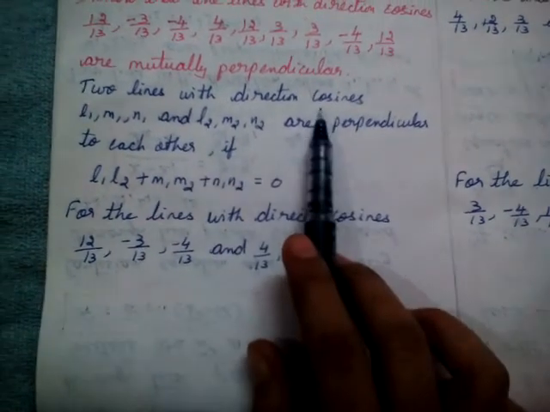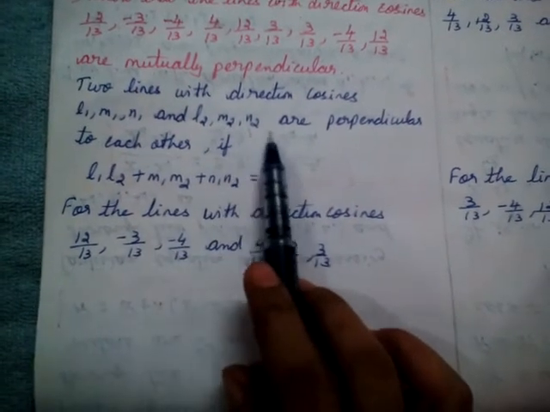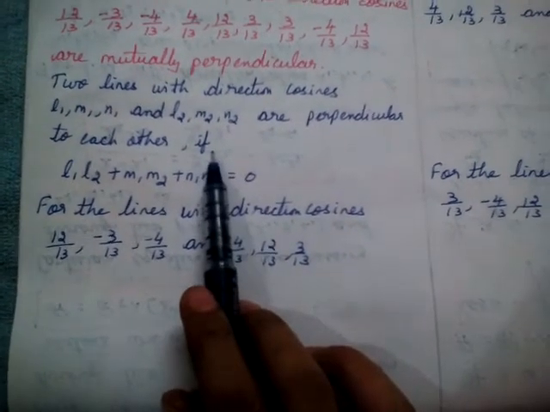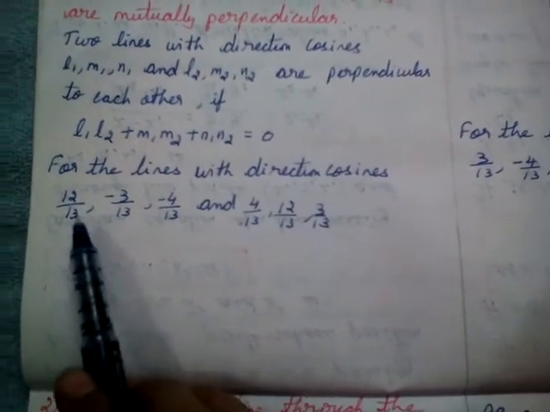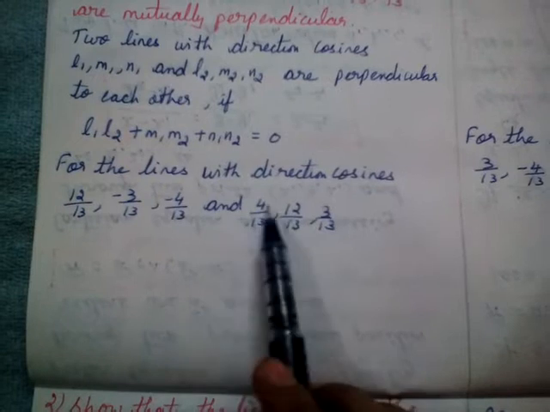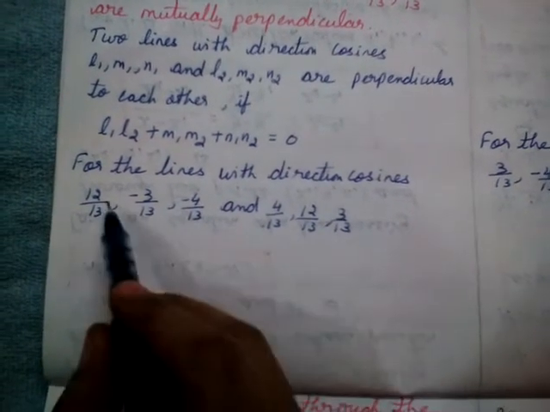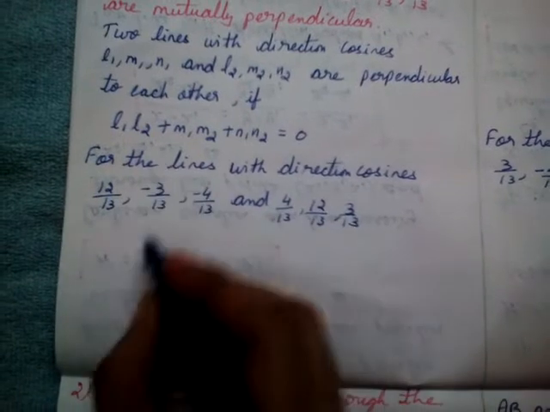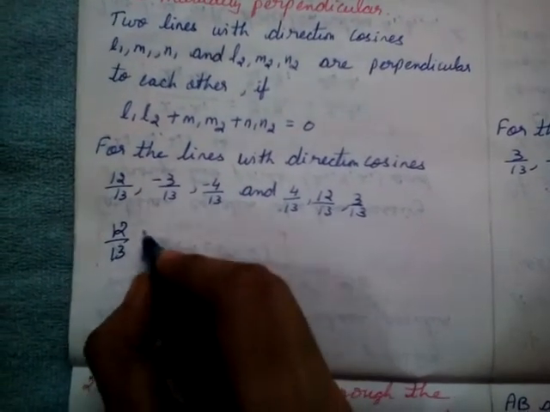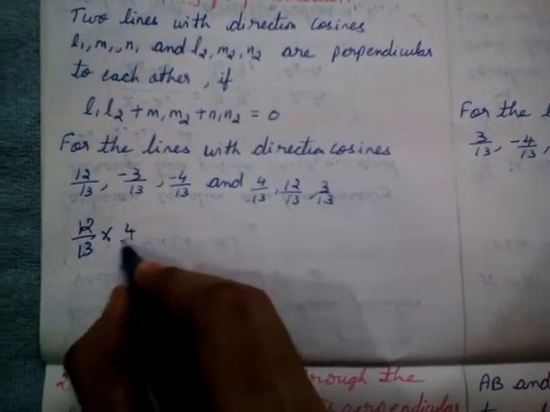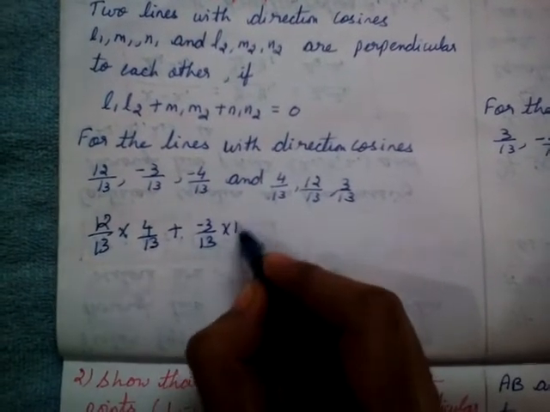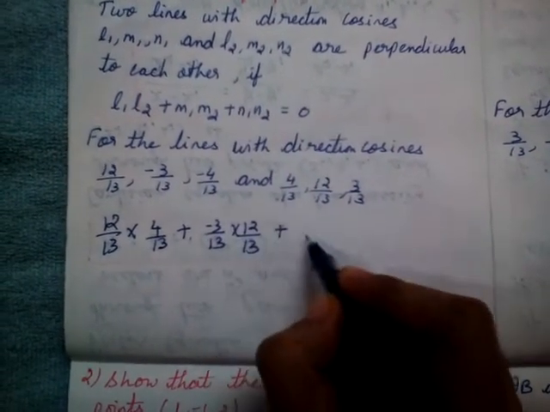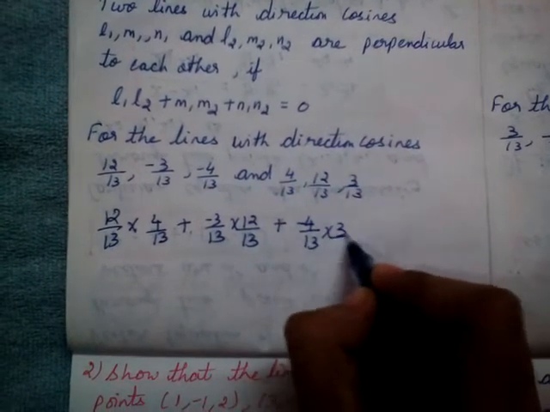Two lines with direction cosines l1, m1, n1 and l2, m2, n2 are perpendicular to each other if l1 l2 + m1 m2 + n1 n2 is equal to 0. Now what are the direction cosines of the first two lines? 12/13, -3/13, 4/13 and 4/13, 12/13, 3/13. So this is l1, m1, n1, l2, m2, n2. Just substitute here. So 12/13 into 4/13, plus -3/13 into 12/13, plus -4/13 into 3/13.